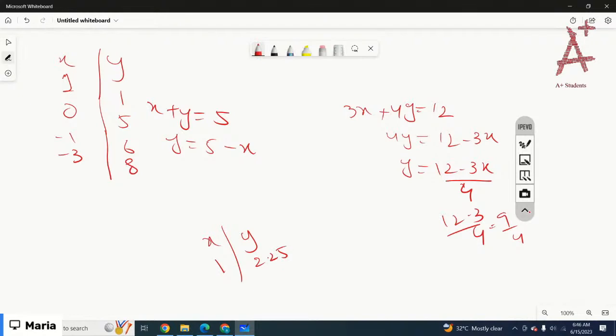Okay, when x equals 0, 12 over 4 is 3, so 0 gives 3. For x equals negative 1, it would be 12 plus 3, which is 15, and 15 divided by 4 is 3.75 for negative 1. Okay, for negative 3.